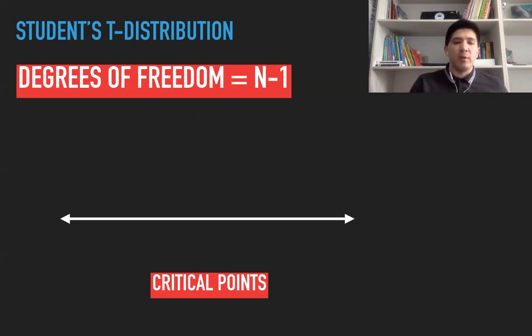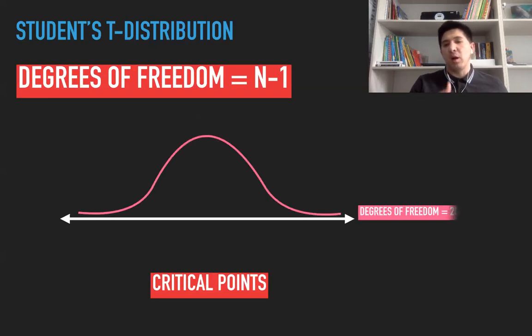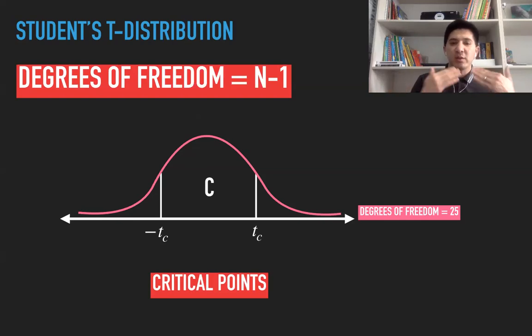For example, if the degrees of freedom is equal to 25, then the t distribution curve is going to be very similar to the normal distribution, right? And if I would like to find out the critical points, what I have to do is I need to define the confidence interval, confidence level. For example, for the 90% of confidence interval, this area in the middle is going to be 0.9. Then I can find these 2 critical points, right?